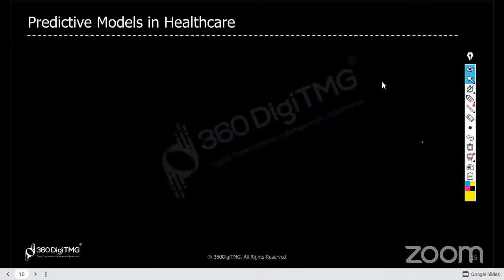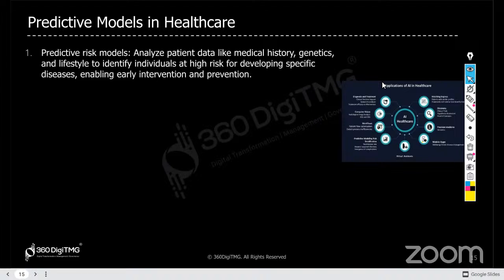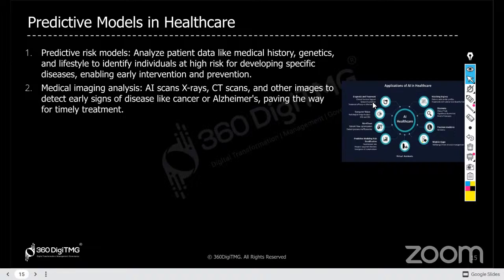So the concept of predictive modeling in healthcare, let me simplify it for you. We know that predictive risk models are like a super smart health detective. It looks at medical history, genetics, and lifestyle, and tries to figure out how high the risk can be when you are prone to some disease. So the doctors can step in early to stop the disease before it ever starts.